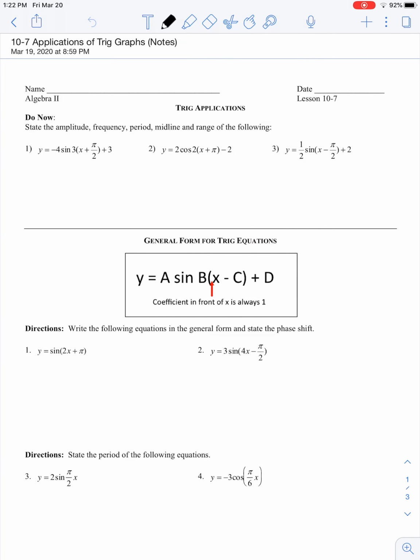Hi everyone, this lesson is to teach you trig applications. So the first thing I'd like you to do is to try to answer the do now question. State the amplitude, frequency, period, midline, and range of the following three functions. So pause the video and try to answer those questions.